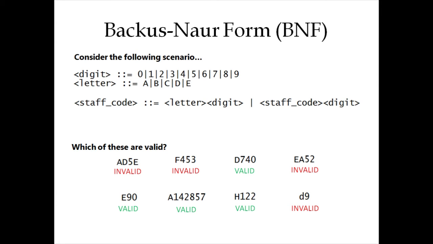D740 is valid. D7 is a letter followed by a digit. D7 is verified as a staff code, so D74 is a staff code followed by a digit. Now we know that D74 is a staff code, we can conclude that D740 is a staff code followed by a digit. EA52 has 2 letters at the start. E90 is also valid. A142857 is valid also. H122 is valid. D9 is invalid because the lowercase d is not recognized as a letter.